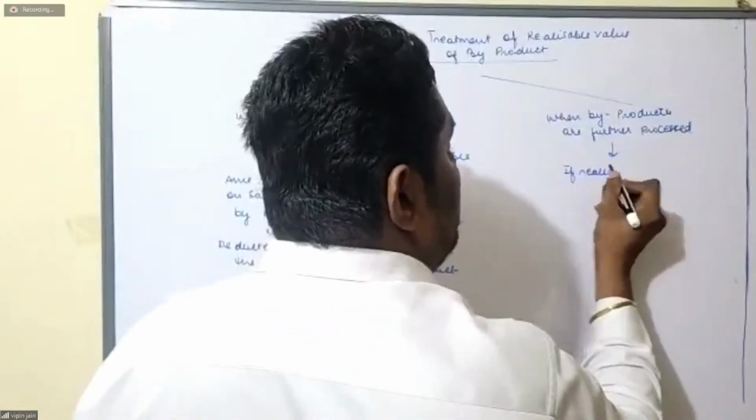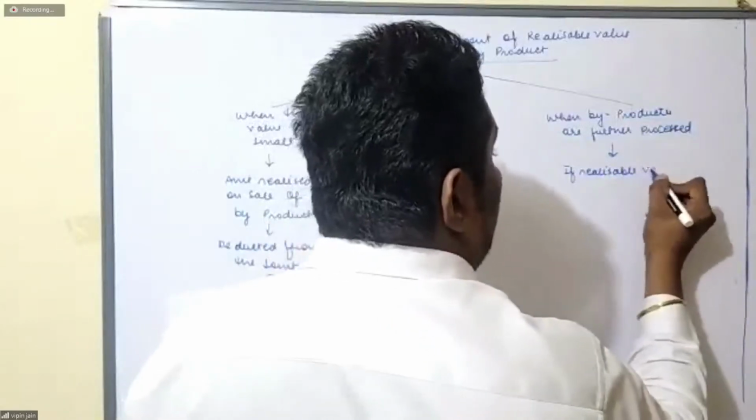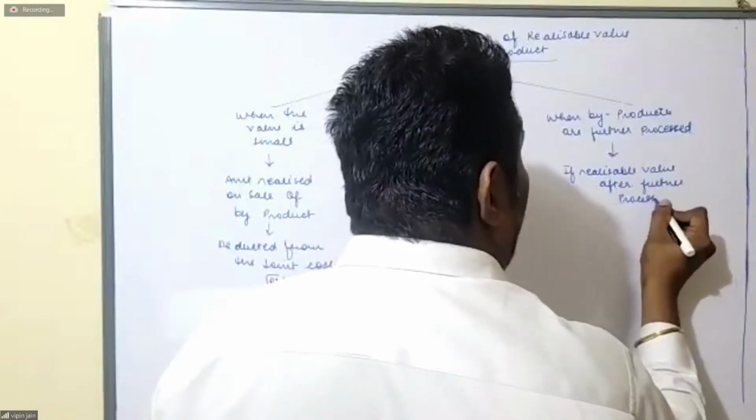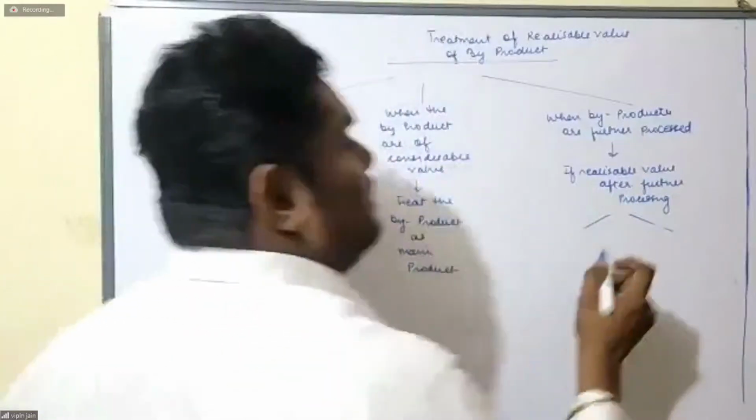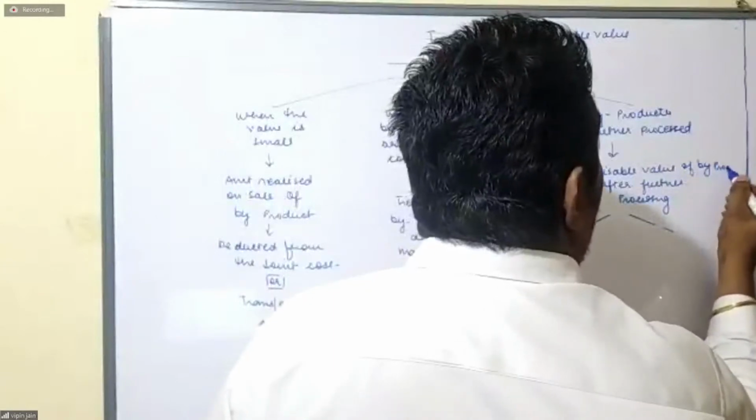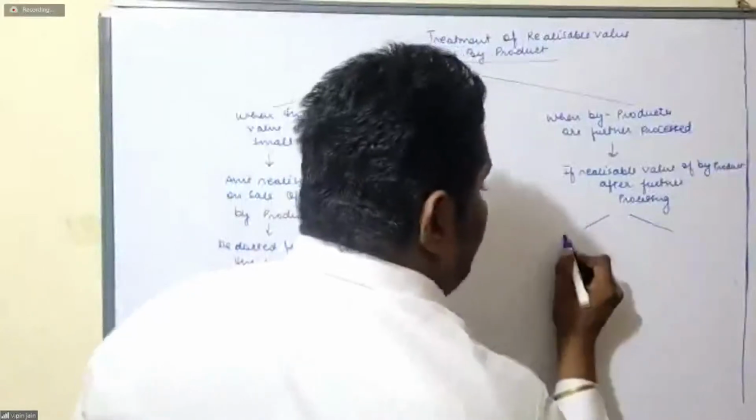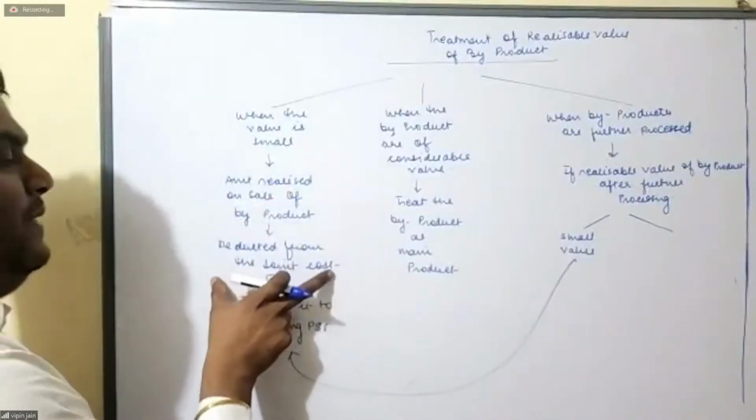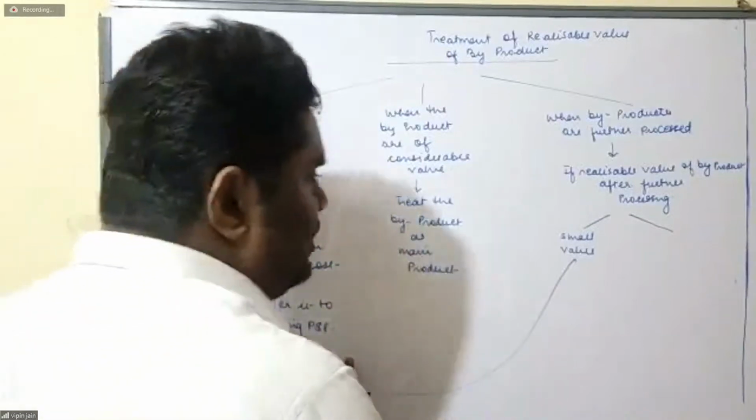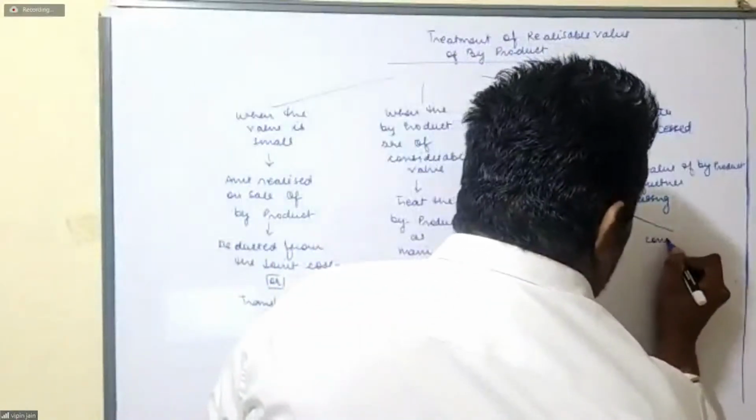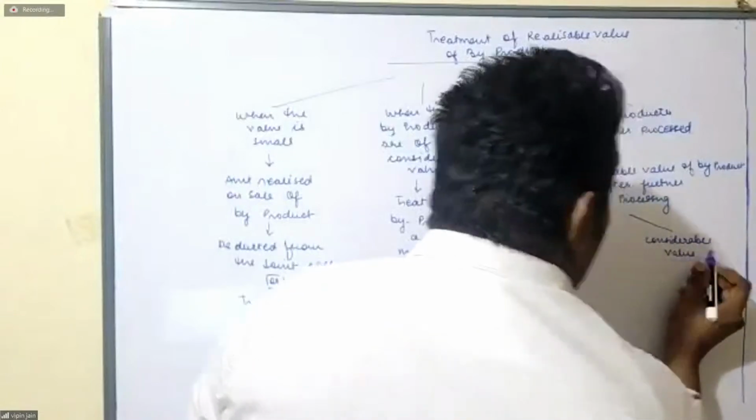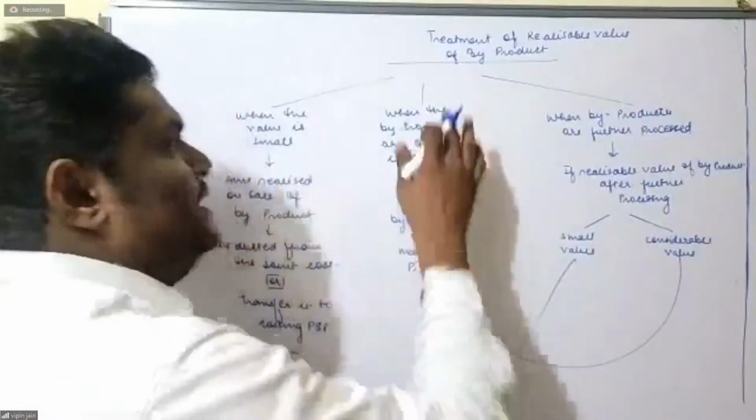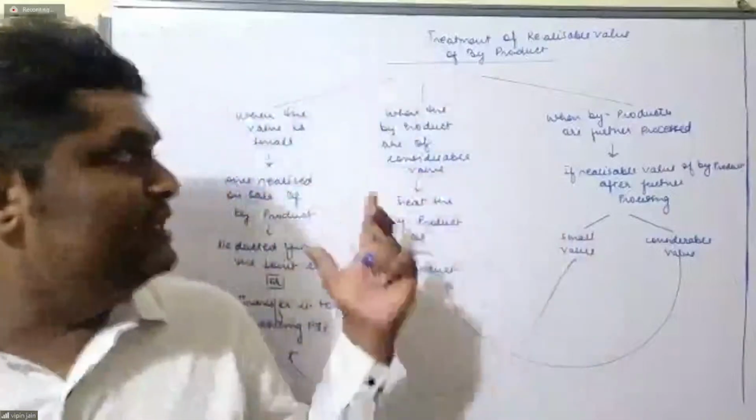now if realizable value of the byproduct after further processing is of small value, then again the same treatment. That is, amount realized will be either deducted from the joint cost or we can transfer it out to costing P&L. And if of considerable value after further processing of byproducts, the amount realized on sale of byproduct is of considerable value, then in that case, we will treat the byproduct as a main product. So this is all about treatment of byproduct.